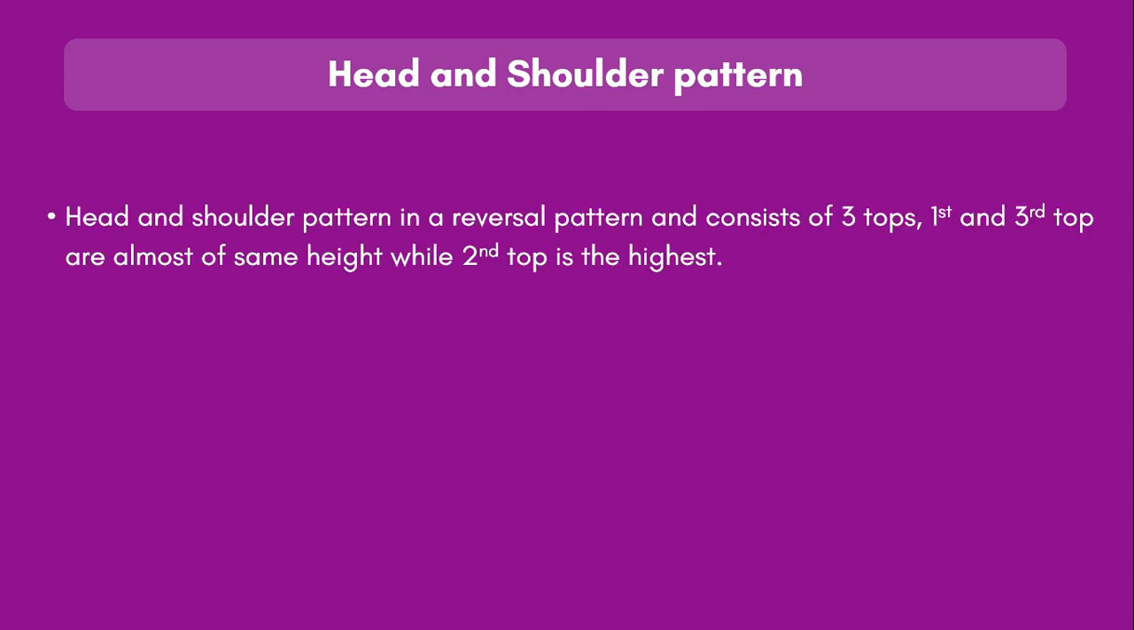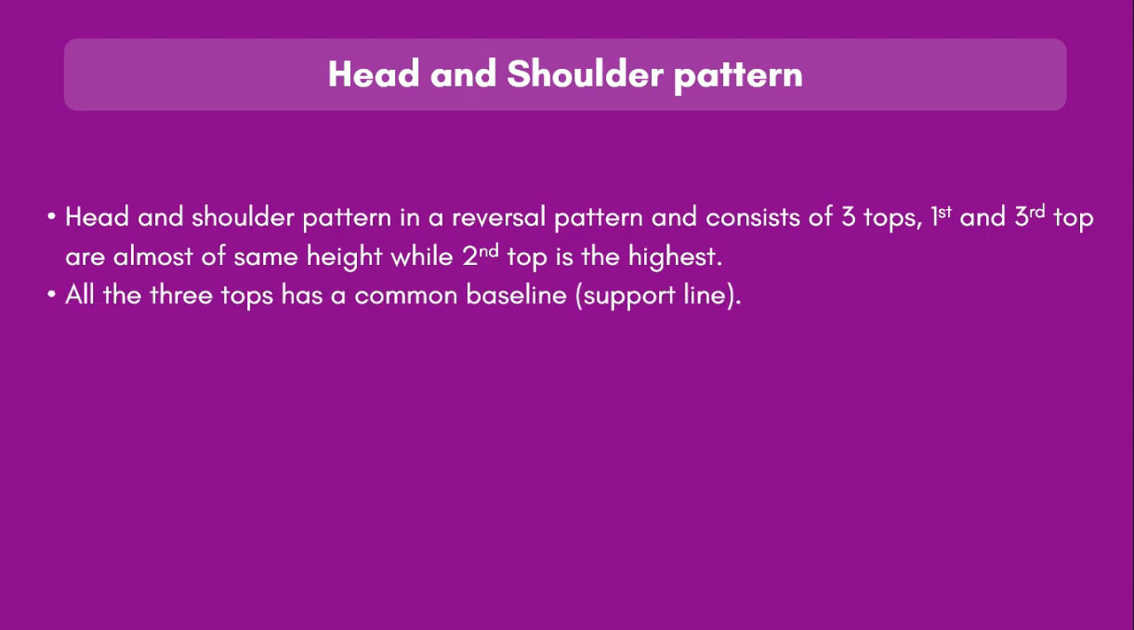So the head and shoulders pattern is a reversal pattern. It consists of a head and two shoulders, just like us humans. It basically has three tops. The first and the third tops are shoulders and are of the same length, like our shoulders. Similarly, the second top, the middle top, is the head and is the highest top. All three tops have a common line called the base line or support line.